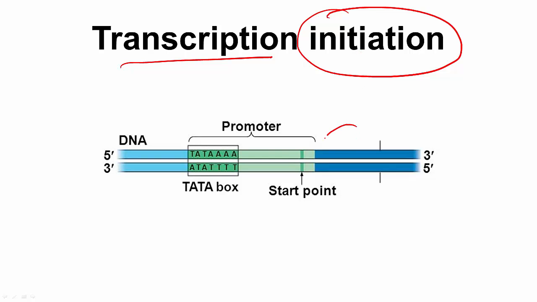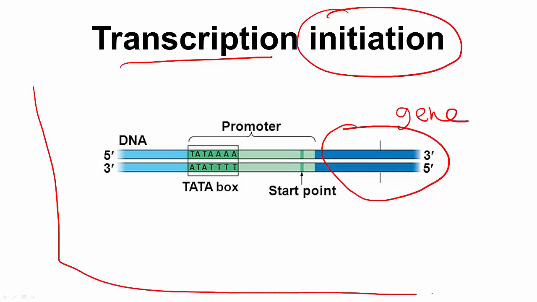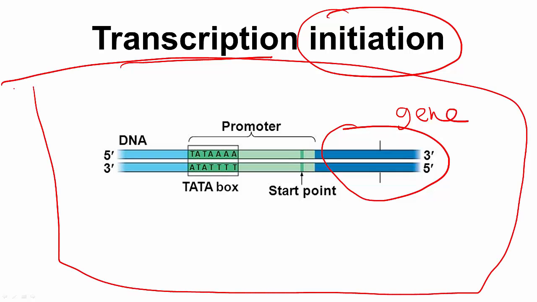Let's say this dark blue region right here is a gene. Okay? And so after the chromatin remodeling, we have exposed this entire special region of DNA. Now, it's special not only because the gene is exposed, but the promoter region as well. What is a promoter?